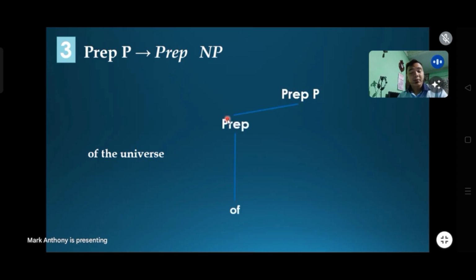The preposition, which is followed by a noun phrase, in which it will be divided into its subconstituents, the determiner and the noun itself. So reading it in its linear form, we have of the universe. As simple as that.